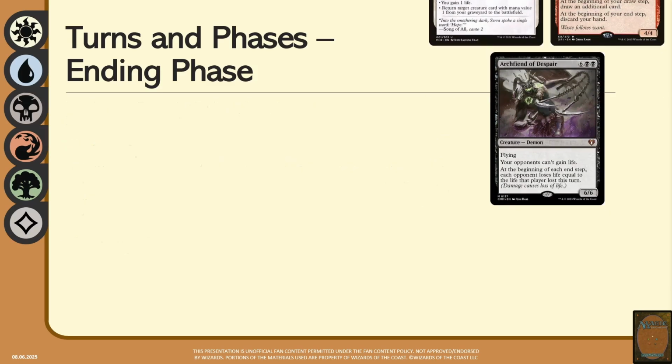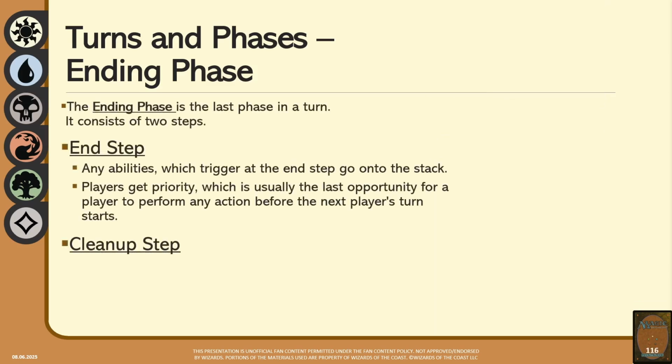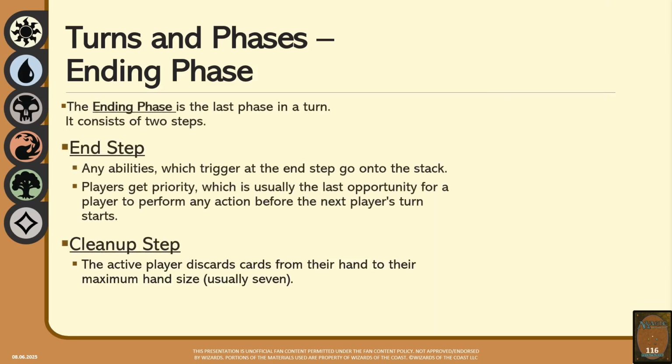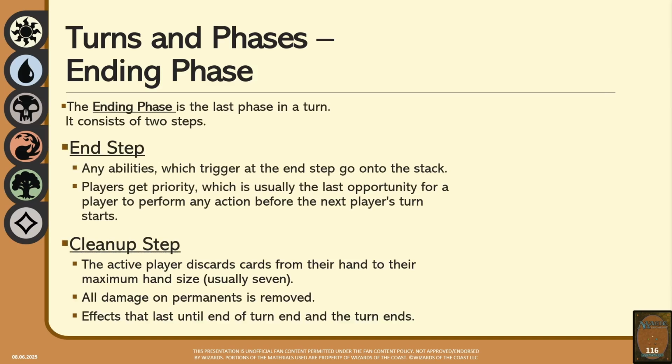After that, the cleanup step. The active player discards cards from their hand to their maximum hand size, which is usually 7. All damage on permanents is removed, and effects that last until the end of turn end, and then the turn ends itself.